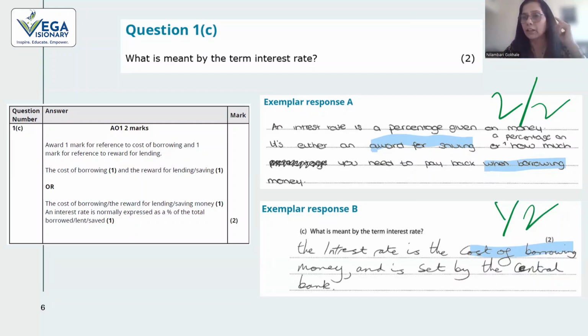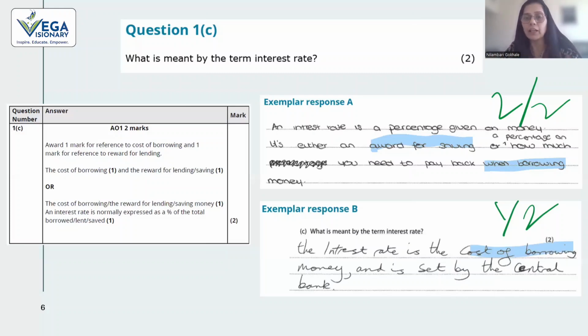Simple. Interest rate, as a student of economics, I should know it is related to loans and it is related to savings. So when I'm writing that answer, I'm writing that it is a reward for saving because it's additional income gained by the consumer. And when somebody takes a loan, the bank charges extra money. So these 2 points need to be mentioned. In the exemplar response A, the student is awarded both the marks, as I have just highlighted here. Both those aspects are clearly mentioned: reward for saving and need to pay back extra when borrowing the money.